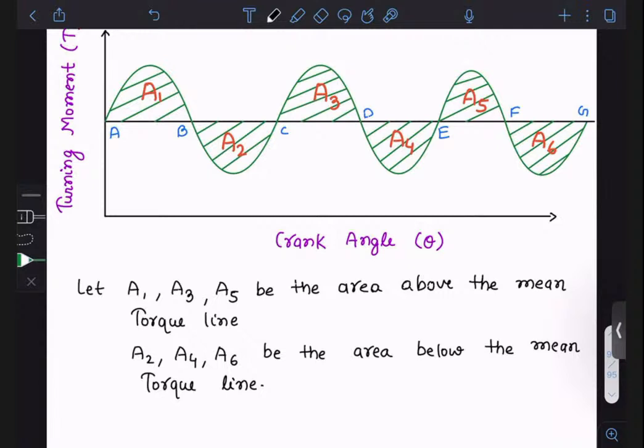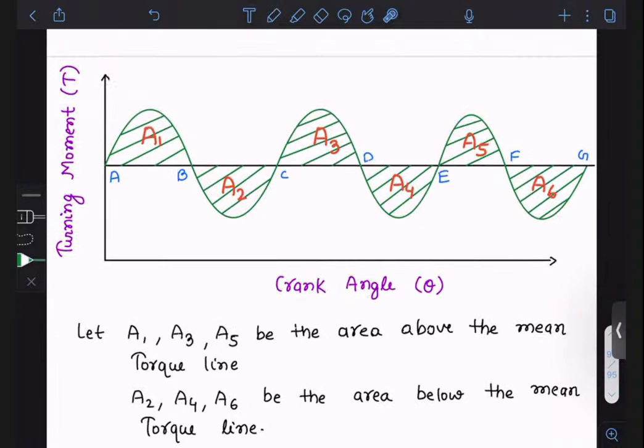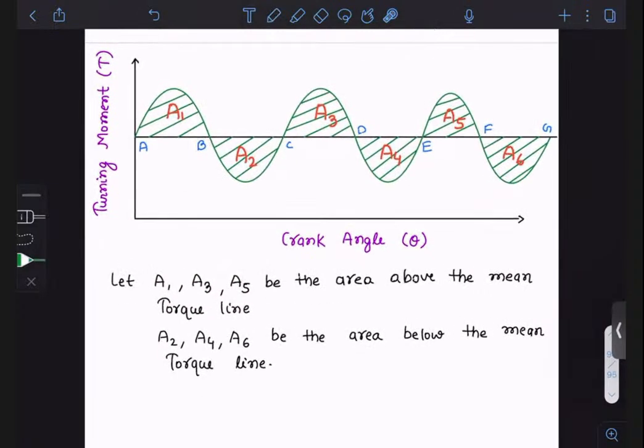So here, you know very well that the area of the torque versus theta diagram will give you the energy, because theta having no unit, torque having unit Newton meter, it will become joule, right? So note down this part. Then I'm going to write the energy.